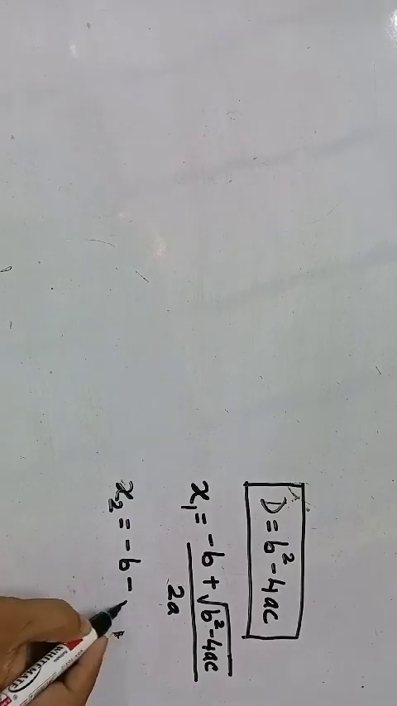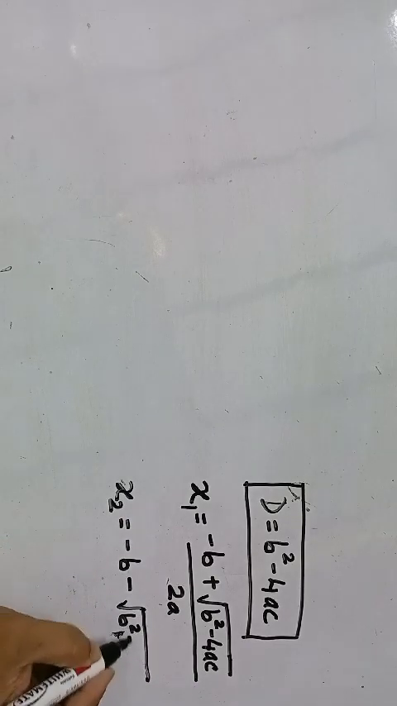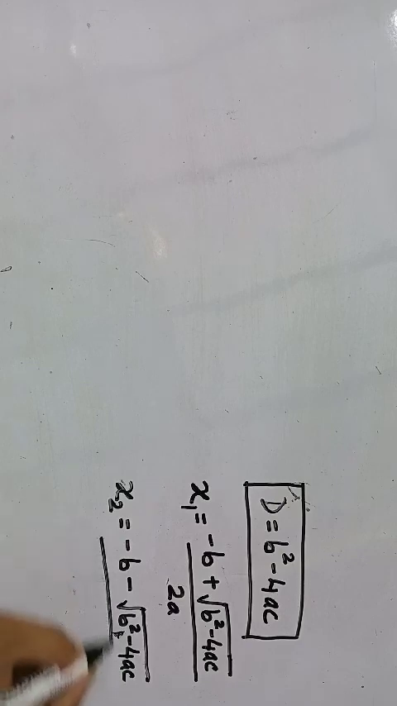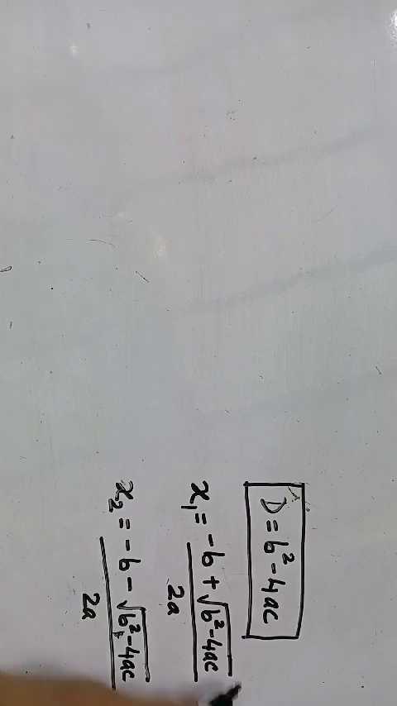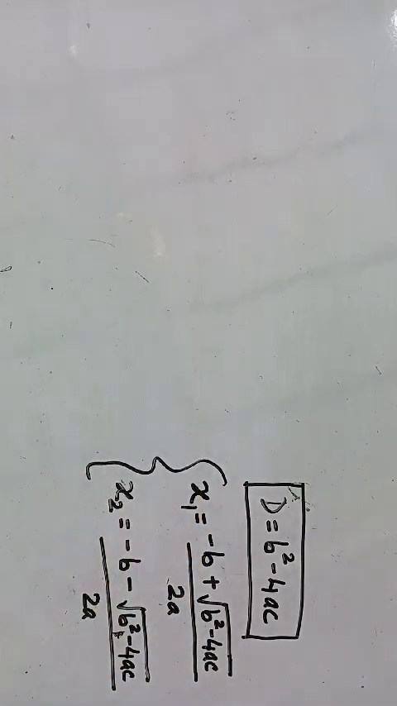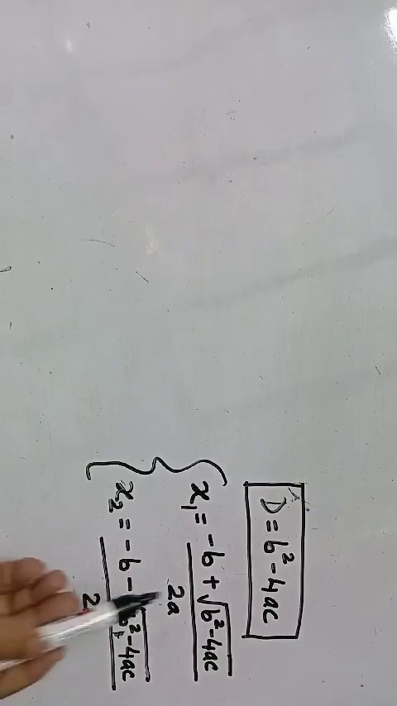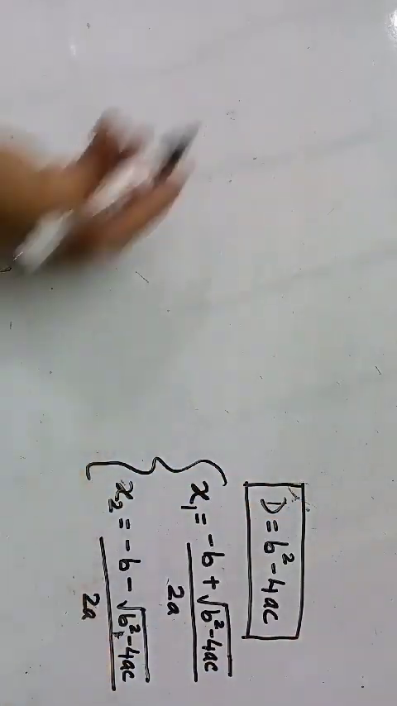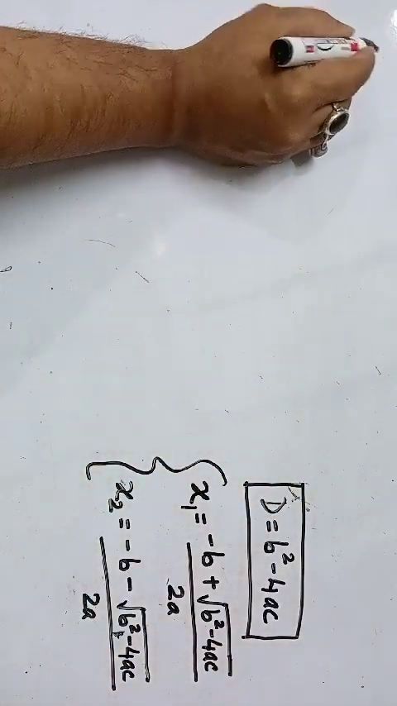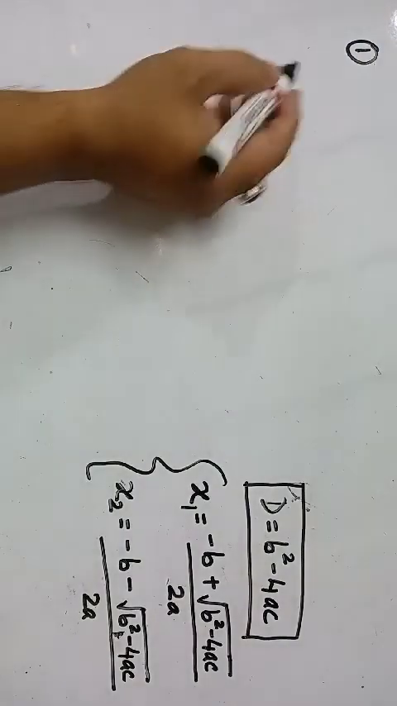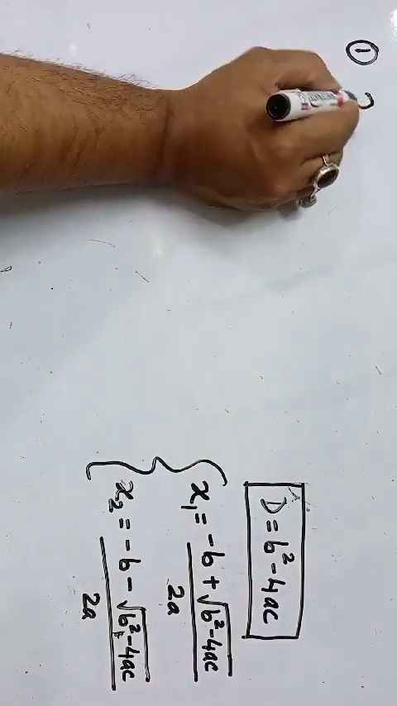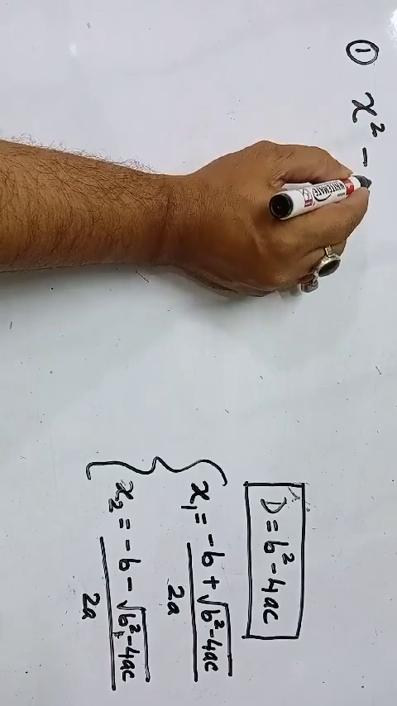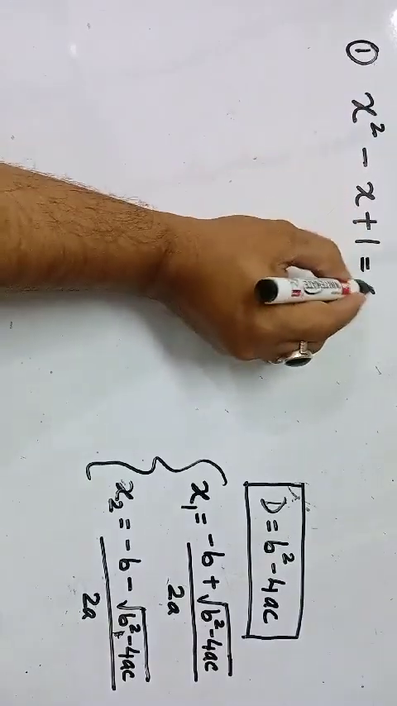and my second root will be minus b minus under root b square minus 4ac upon 2a. Okay, so the two roots that we will get for any equation will have this formula. So I have actually segregated the plus and minus formula and kept them separately. Now, keeping this at the back of our minds, we will start with the first example. So let us have an equation. Let's say x square minus x plus 1 is equal to 0.